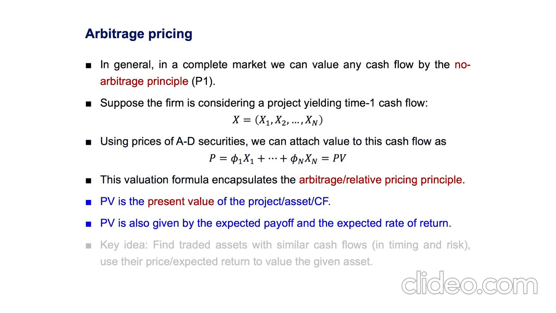PV here is also called the present value of the project or asset or the cash flow. As we have seen in the previous example, the present value, PV, is also given by the expected payoff of the asset and then the expected rate of return on the asset. The key idea here, when it comes to valuing an asset, is to find traded assets with similar cash flows, both in timing and risk, and then use their prices or the expected return to value the particular asset we're interested in.